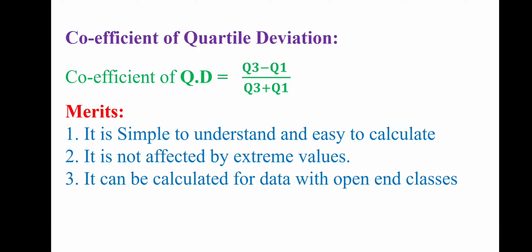It can be calculated for data with open-end classes because it is not possible only with closed intervals. We can use it for open-end class intervals also. Suppose upper limit and lower limit are not mentioned, even though we can find out quartile deviation, because quartile is a positional value.